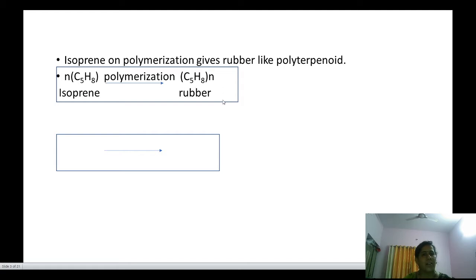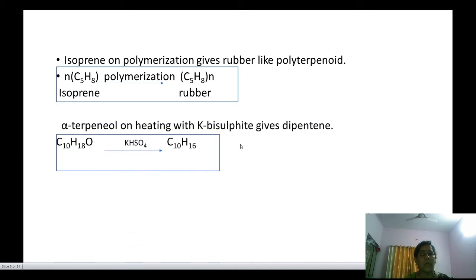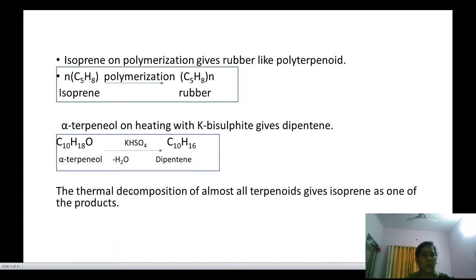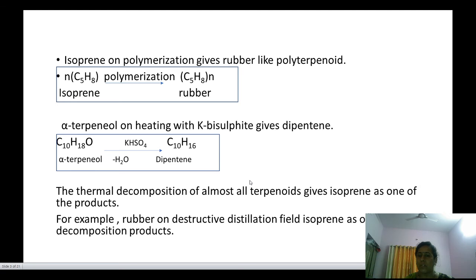Already we have seen it: that is (C5H8)n. For example, alpha terpineol on heating with potassium bisulfate gives rise to dipentene. Already we know from the previous slide that the dipentene formula is C10H16. That is alpha terpineol on heating with potassium bisulfate gives dipentene. Now, the thermal decomposition of almost all the terpenoids gives isoprene as one of the products. I am repeating this: for example, rubber on destructive distillation yields isoprene as one of the decomposition products.